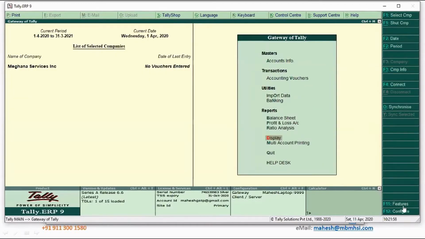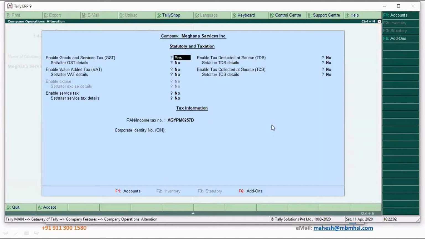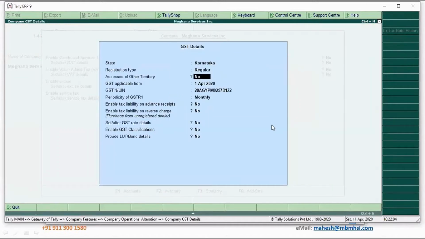So the first thing that I will do is go to F11 and set up the statutory details, the GST details that I'm going to specify. And I could also do one more thing. Since I'm into services, generally most of the services in the organization might fall under one HSN code. So if my services fall under one HSN code, I could also set up my HSN details at the company level itself.